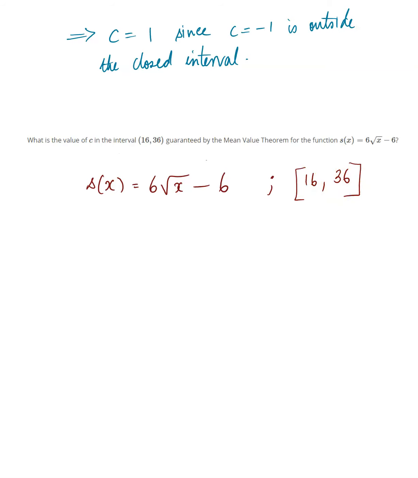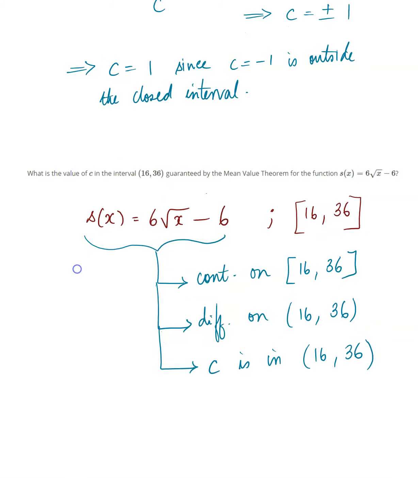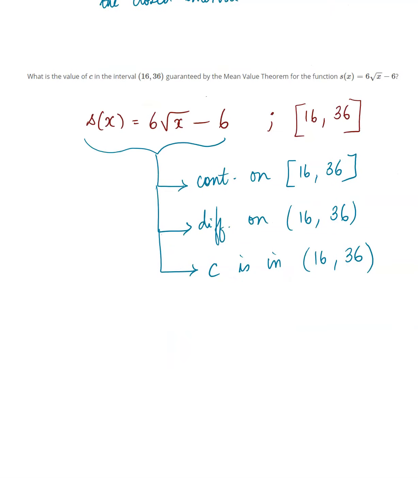But then I will also make observation and I say this one is continuous on this closed interval and it's differentiable on the open interval 16 to 36, which means it's the interior. So c is in this interval, and therefore it's justified as to why they did not give it as a closed interval. Alright, now it's time for us to use MVT.